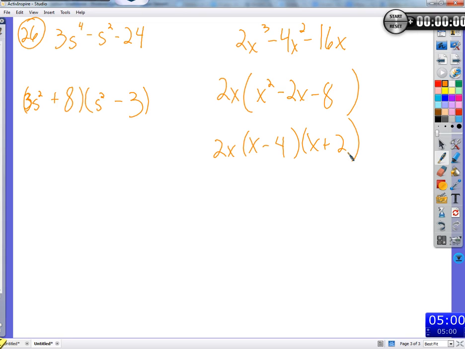And then we look at all these factors and I can't factor that anymore. So it is just 2 times x. This is x minus 4. I can't factor x minus 4, right? And I can't factor x plus 2. That's for sure, because they're all degree 1. This is x to the first, x to the first, x to the first. You definitely can't factor that anymore.